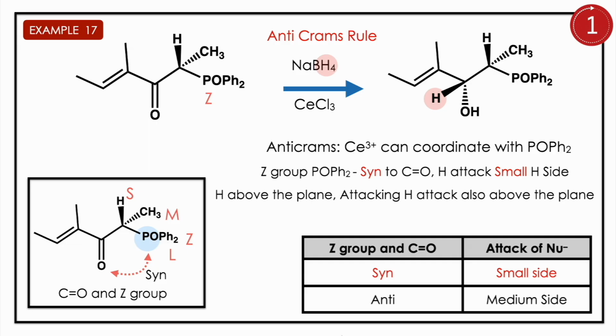Finding the relationship between carbonyl and Z group is important. Here it is syn to each other. According to Anti-Cram's rule, Z group and CO syn to each other means attack will happen on the small side. Here the small group is hydrogen. It is above the plane. The attacking species is also a hydrogen, so it will attack above the plane because the small group is above the plane. H attacks from above, OH goes below, and you have the final product.